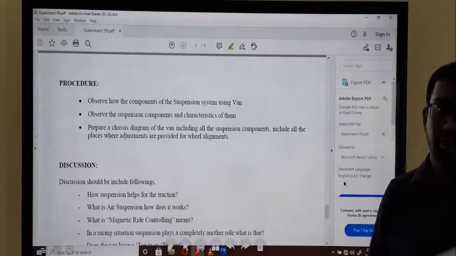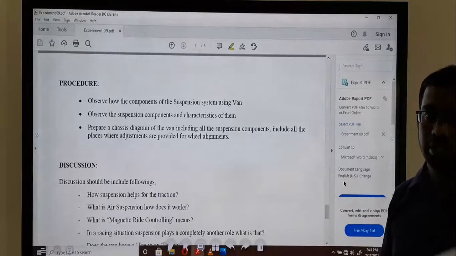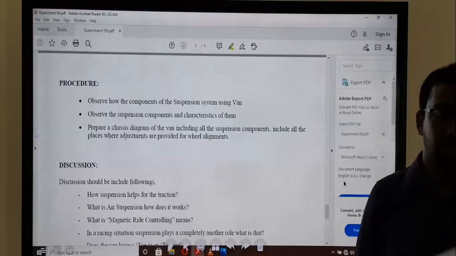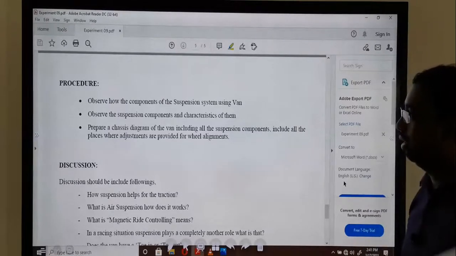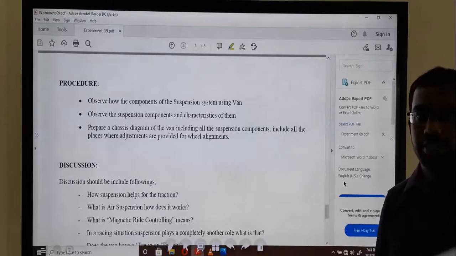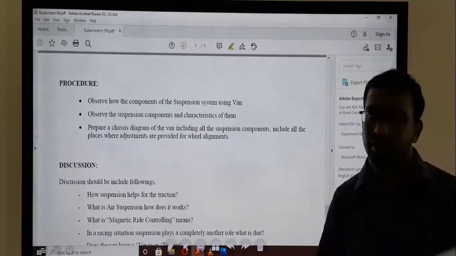That means the coil spring is not working as a damper. It has very good flexibility. The shock absorber works as a damper, but it cannot bear the high load. The heavy, high-load vehicles normally use leaf springs. So those are the characteristics you have to mention.